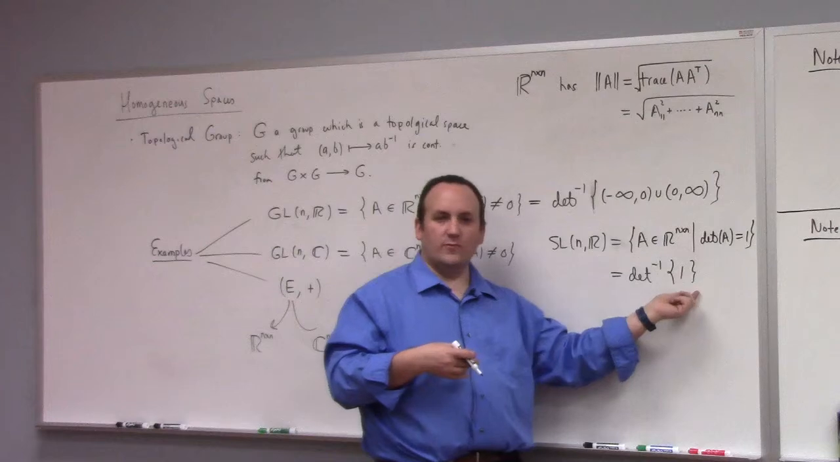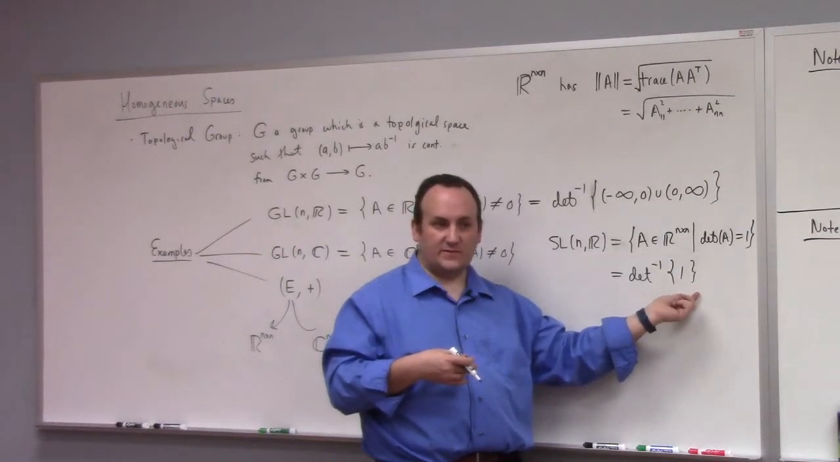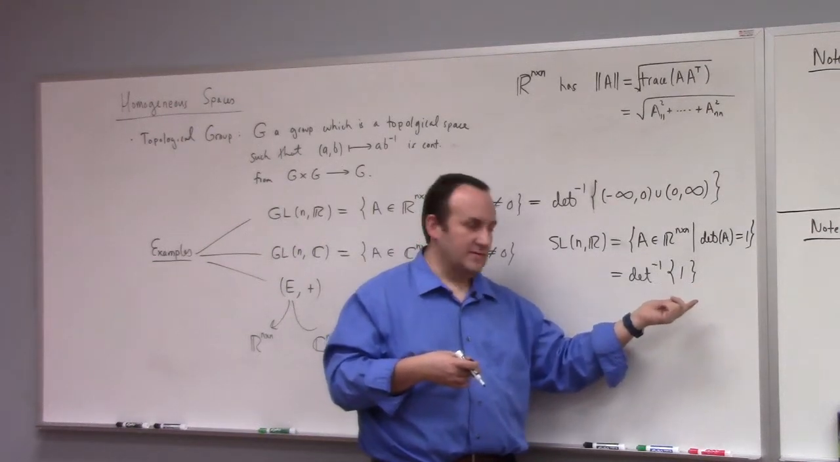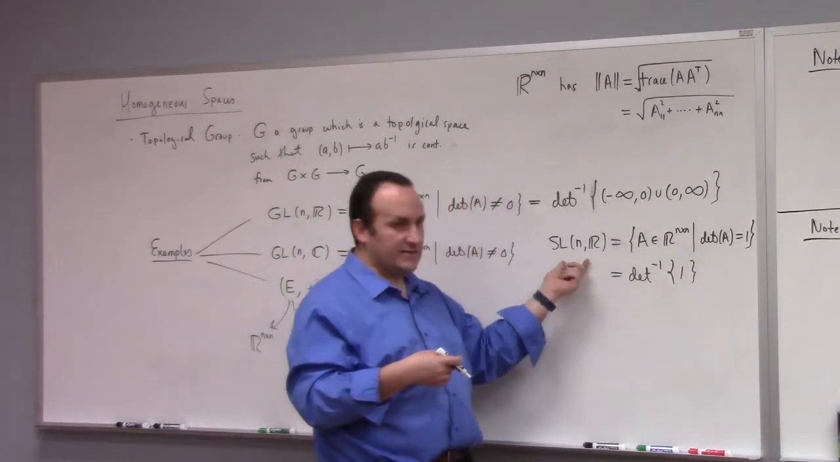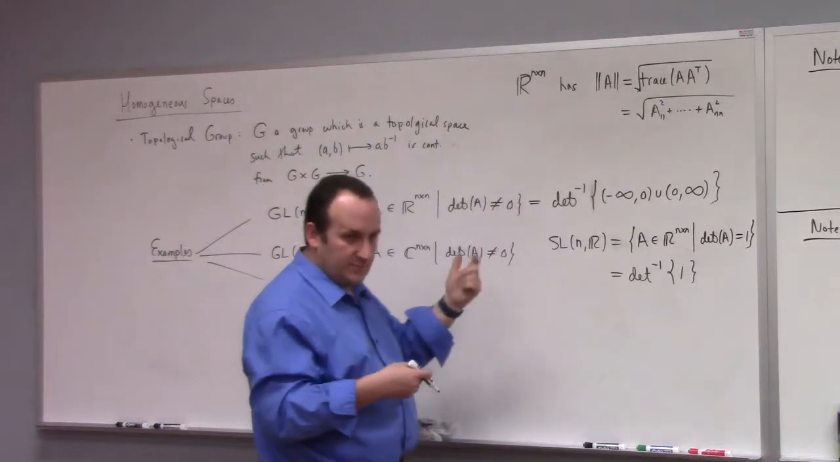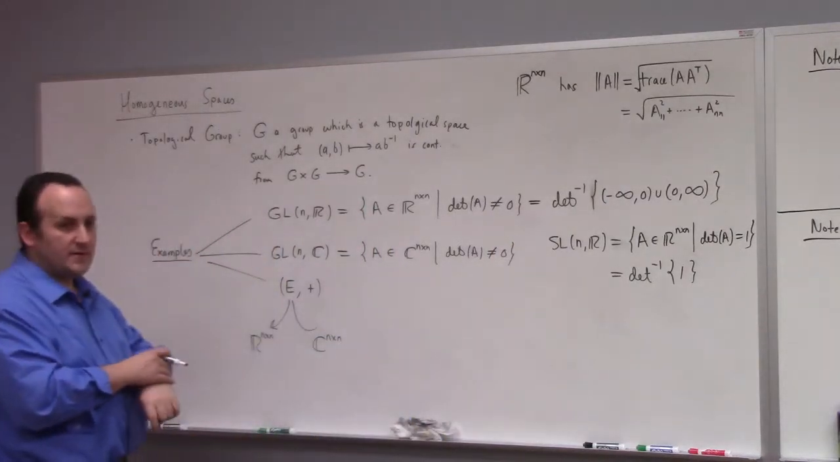So this is a singleton in a Hausdorff space, namely the real numbers. So it's closed. Inverse image of closed under continuous is closed. Therefore, SLNR is closed. Right?